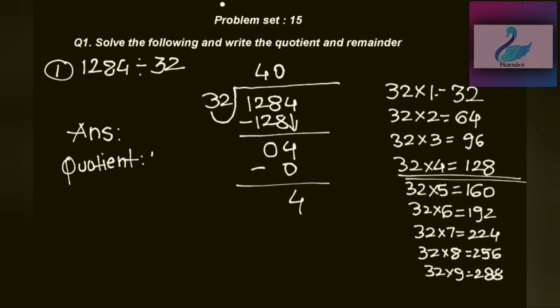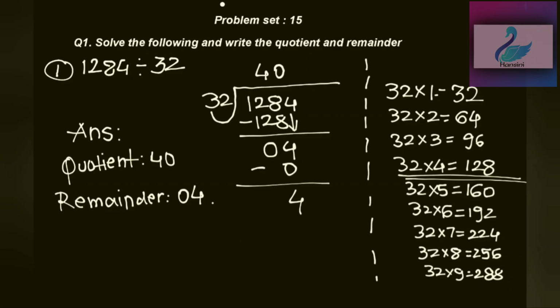Now see, in the 32's table everything is greater than 4. So we will multiply it by 0. So 32 multiplied by 0 is 0. So in the quotient's place you have to write 0 and you have to subtract 0 from 4. So you get the remainder as 4 and the quotient as 40. So 1284 divided by 32, the quotient is 40 and the remainder is 4.